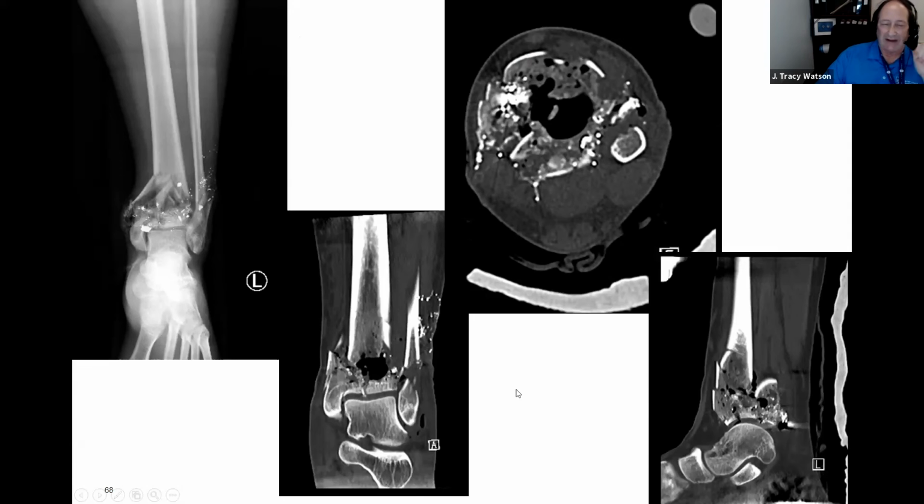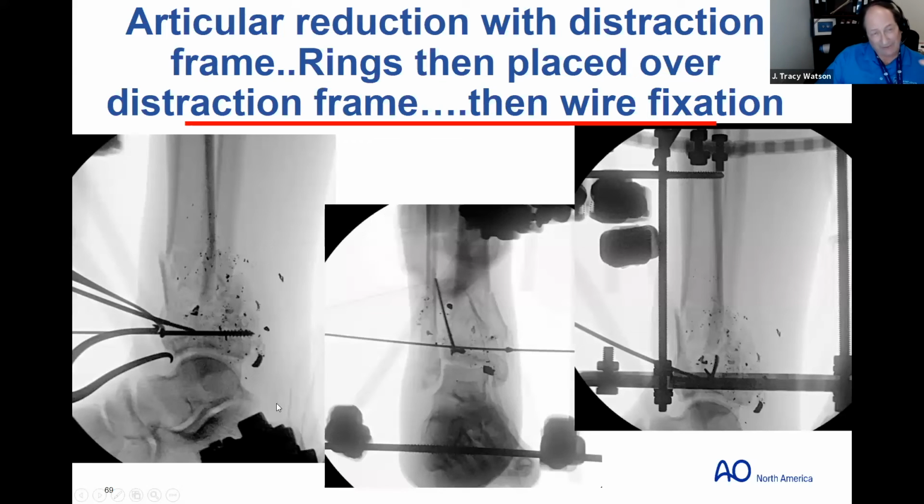This would be a very challenging plate in my mind. I'm sure our panel could do it, but for me, very difficult. So very similar thing, articular reduction. Again, everything is done in distraction, just like the other speakers. We put a distraction frame on. We let the soft tissues chill out, maybe 7 days, 10 days.